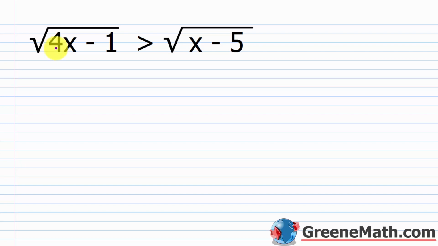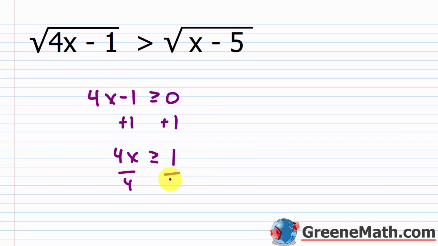So we have the square root of 4x minus 1 is greater than the square root of x minus 5. For this guy, again, I've got two domain restrictions that I need to consider. I've got that 4x minus 1 has to be greater than or equal to 0. Let's do that first. Let's add 1 to each side of the inequality. You'd find that 4x is greater than or equal to 1. Divide both sides of the inequality by 4. You'd find that x has to be greater than or equal to 1/4.